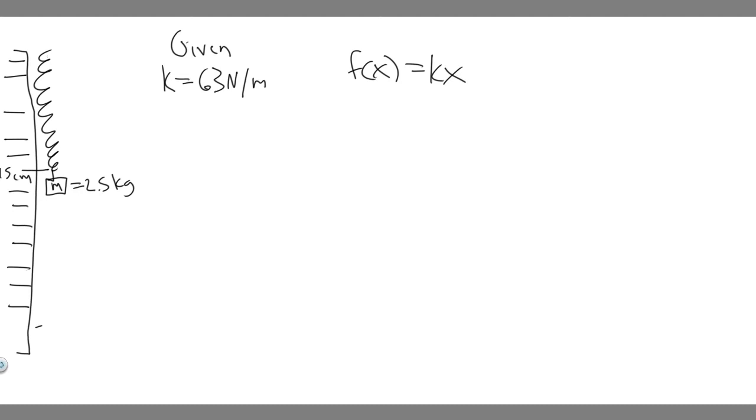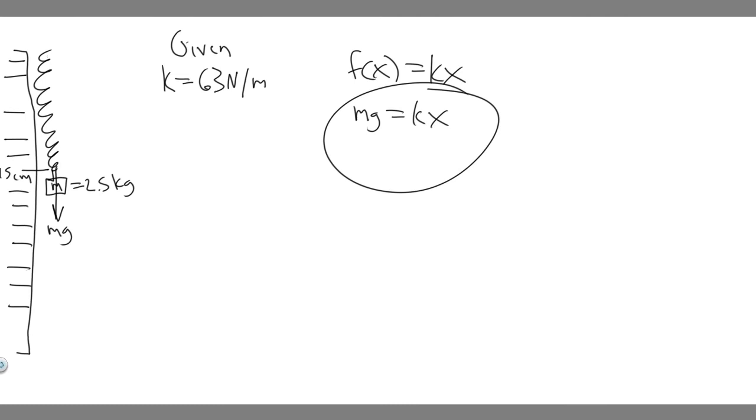In order to solve for x, we have k, but we need to find F of x. What's F of x? It's just the force on our spring. What is the force going to be acting on our spring? It's going to be mg, which is just the force due to gravity. We know the mass and we know g, so the force is equal to mg. So really, it's just mg equals kx. If we plug it in, we know all these numbers, so we can solve for x.